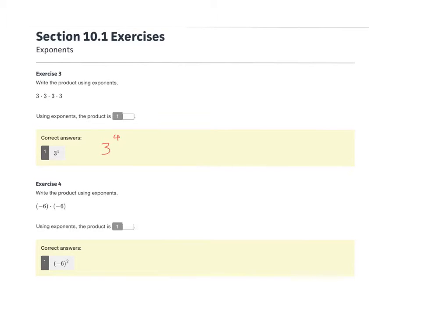Number 4, negative 6 times negative 6 in parentheses. You're going to leave those in parentheses. So that's just negative 6 squared.